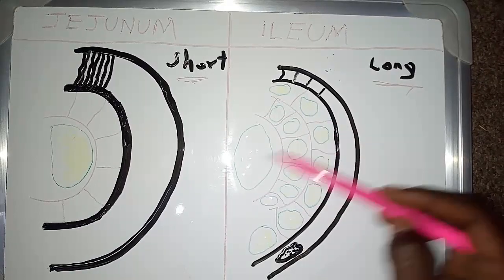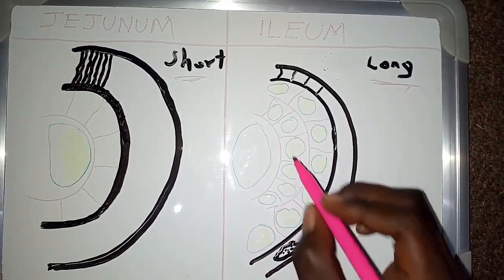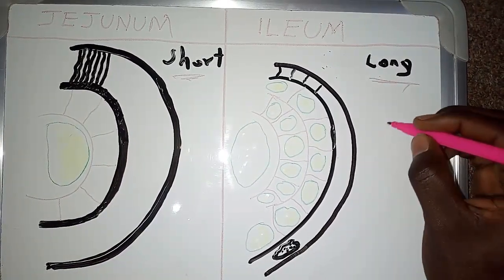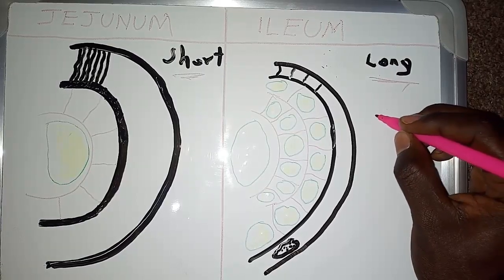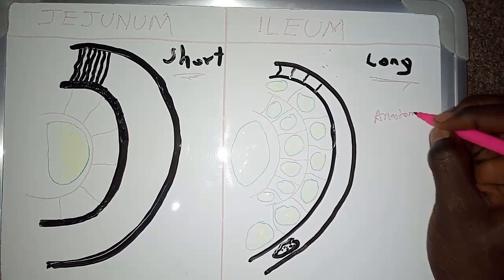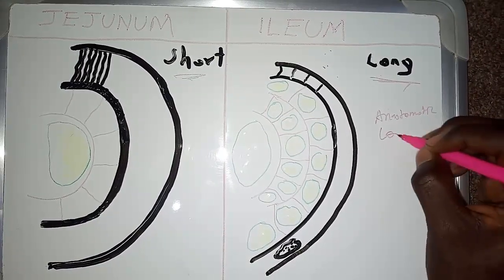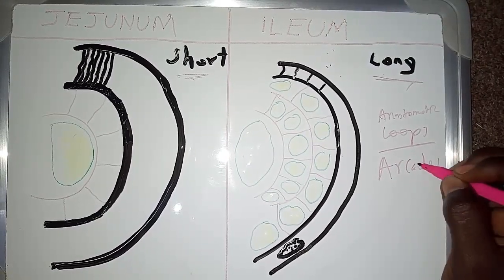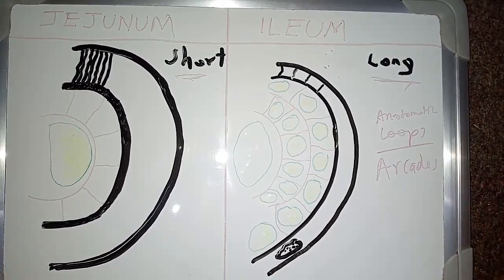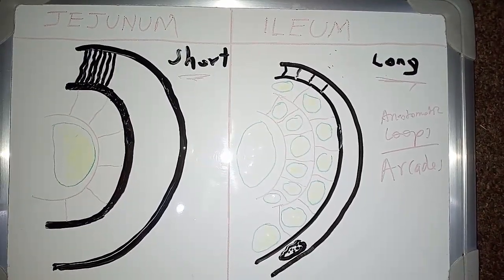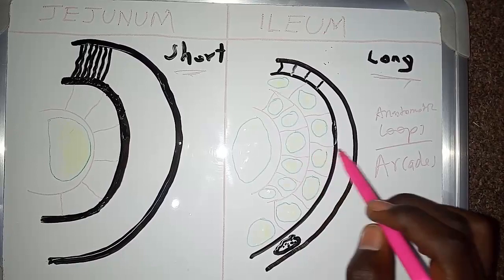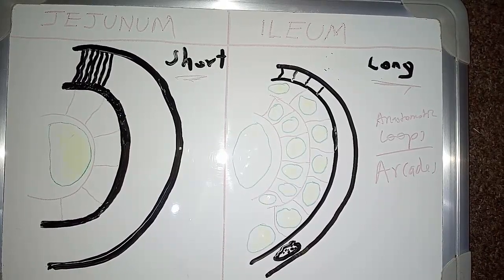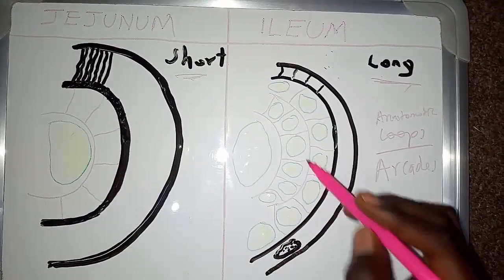The other difference between these two is seen in the mesenteries, which are simply folds of peritoneum supporting these organs. The arteries supplying these organs form anastomotic loops, also known as arcades. Now, the ileal arteries form more than one arcade when they are supplying blood to the ileum. On the other hand, the jejunal arteries only form one loop.